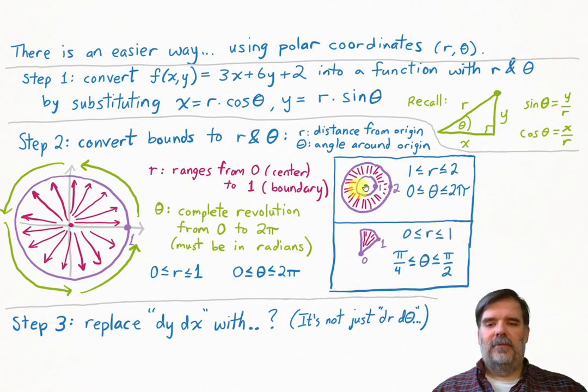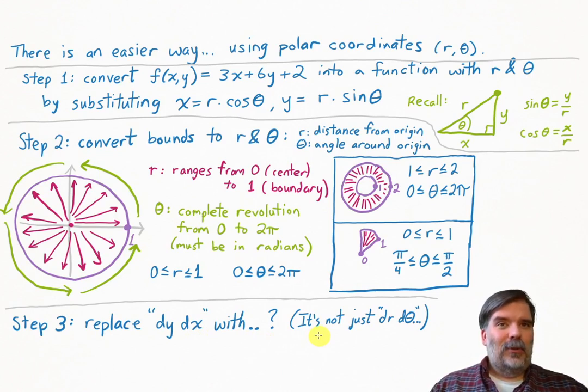And so again, step 2 covers a whole bunch of different possible cases. We'll see examples of all of these. And then, step 3, we need to replace dy dx. With what? This is a little bit, well, it's not hard, but I want to make sure we understand why we have to make the substitution that we do. As a hint, it's not just dr d theta.